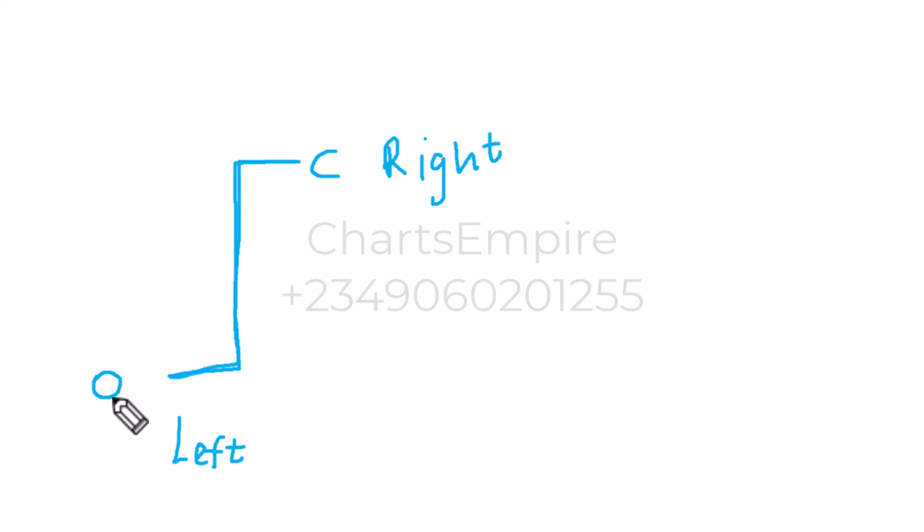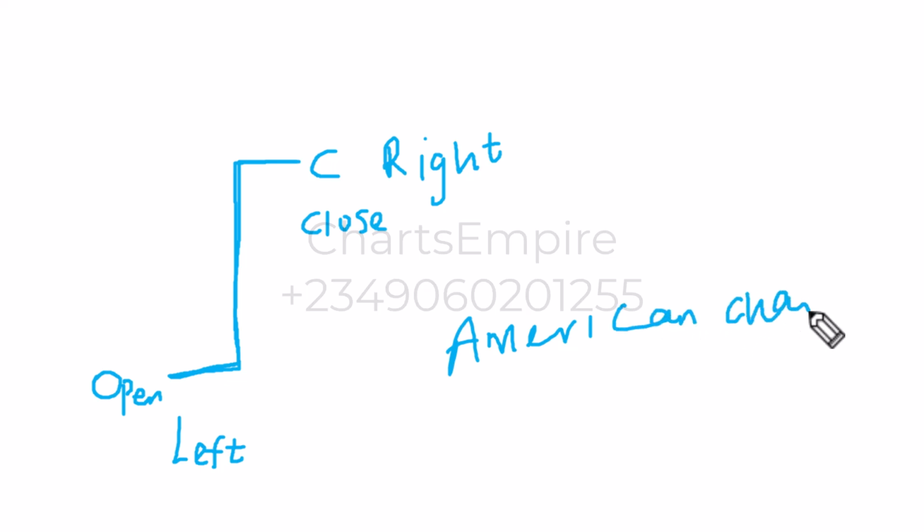O means open. C means close. It means price opens from the left. On the American bar chart, price will always open from where? From the left, and closes at the right. It's possible price may have a line above and a line below. This line above is what we call the I.